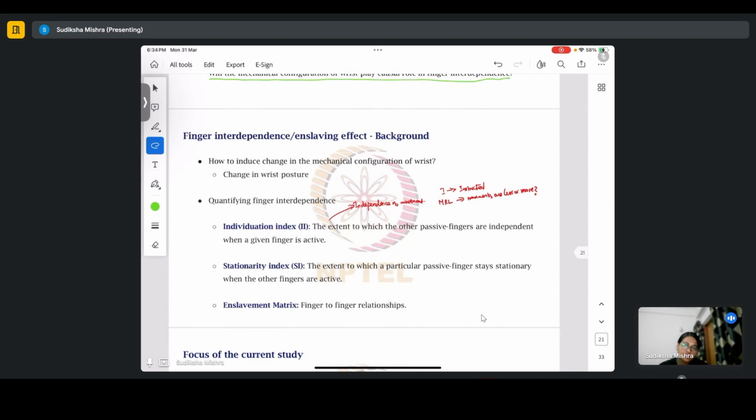So, how do you change the mechanical configuration of the wrist? Essentially, change the wrist posture. Here they have used three postures: flexion, extension, and a neutral posture.